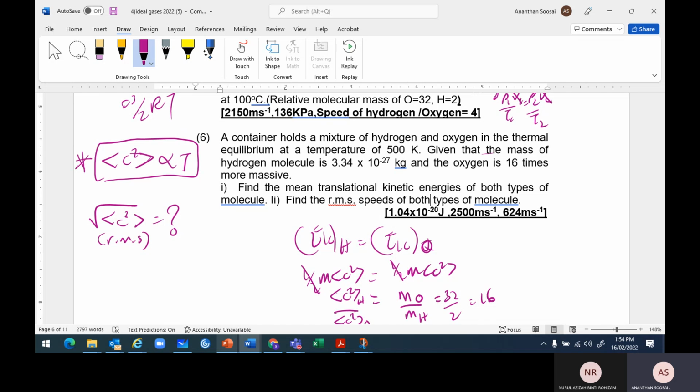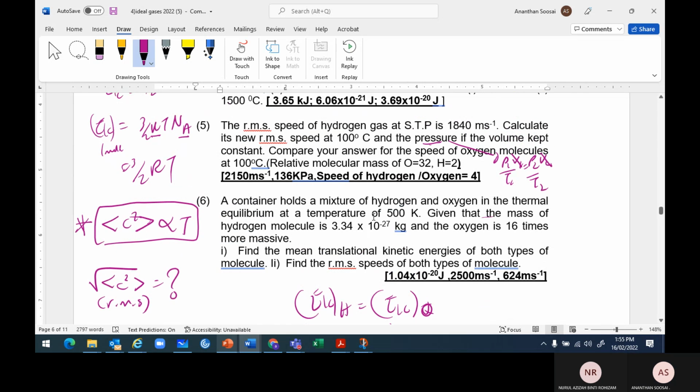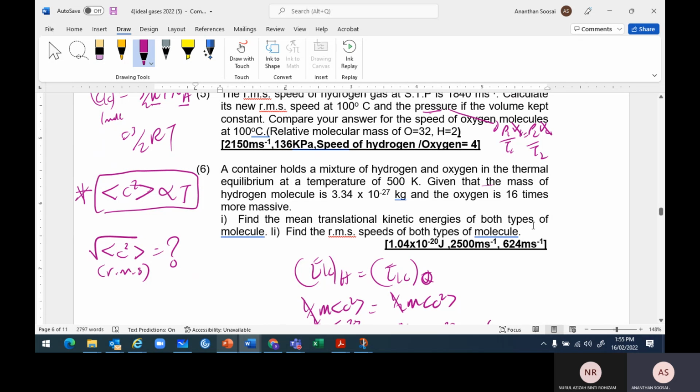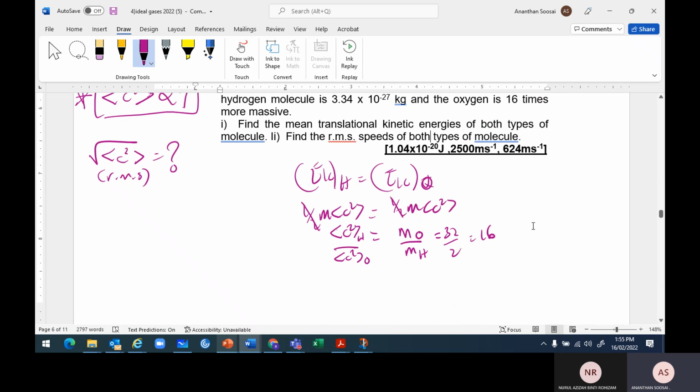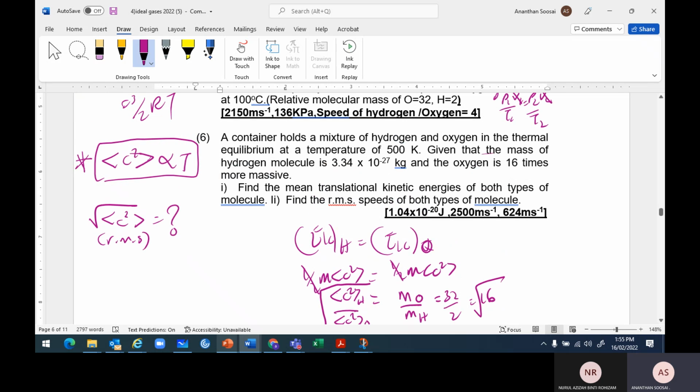But this is ratio of mean square speed. They want ratio of the speed. This mean square speed is same as like v squared. They want the ratio of v. So what do you have to do? So you square root the 16, right? If they just say find the ratio of speed, it's actually the RMS speed. Only the RMS speed is equivalent to the average speed. So here you get mean square speed ratio. So you square root this, you get the ratio of the root mean square speed. So it's root of 16, so it's 4 times. So hydrogen travels 4 times faster than the oxygen at this particular temperature.